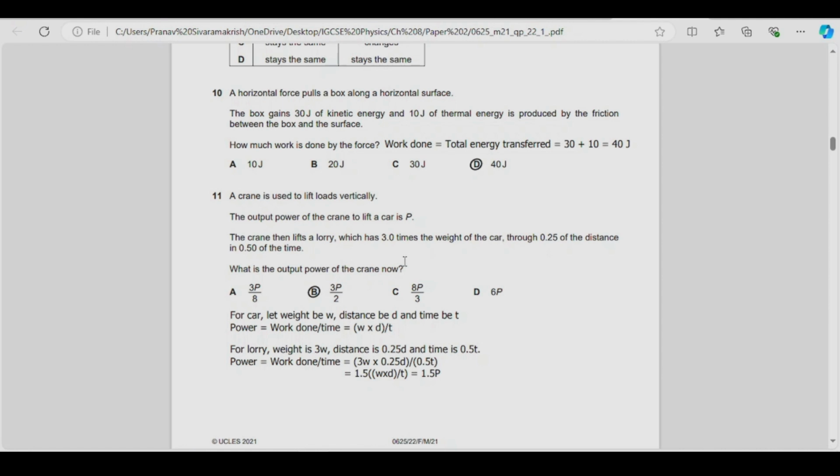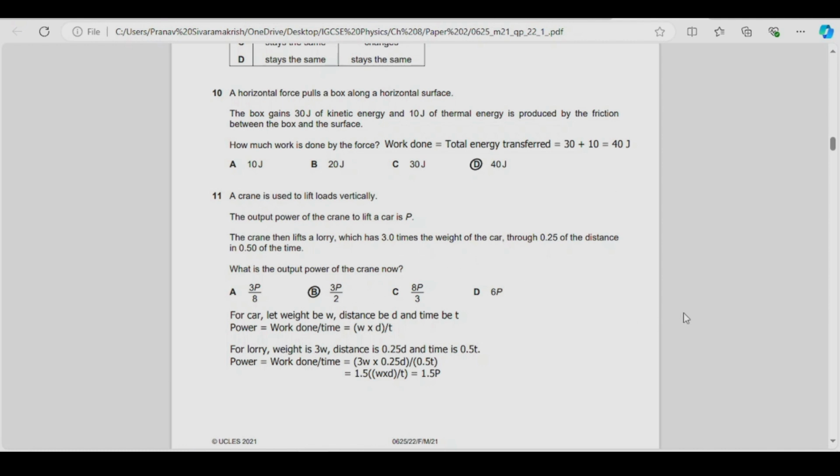This is a very, very good question, because here you aren't given the weight of the car, you're not given the distance it's moved, and you're not even given a power value. You're just told that a car is lifted a certain height, it weighs a certain amount, and it's lifted in a certain amount of time. So the power to lift the car provided by the crane is P. Now you want to lift a lorry, which is 3 times the weight of the car, lifted a quarter of the distance the car is lifted and in half the time.